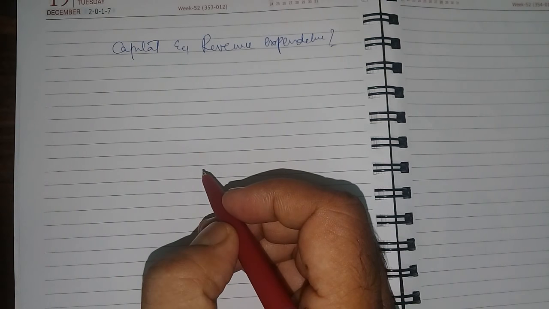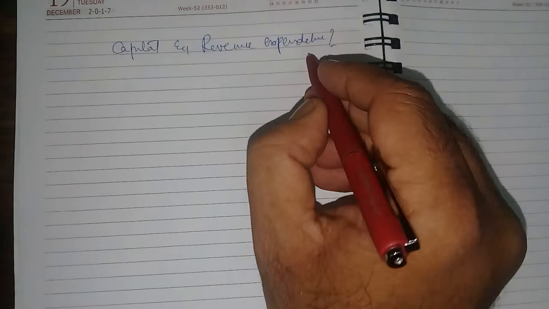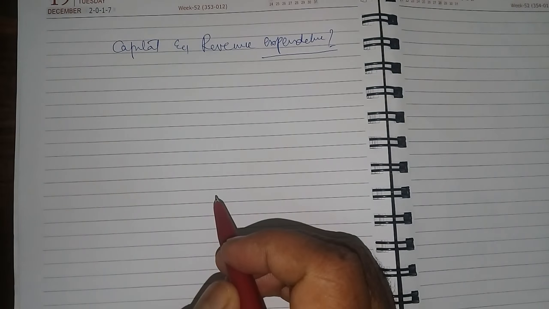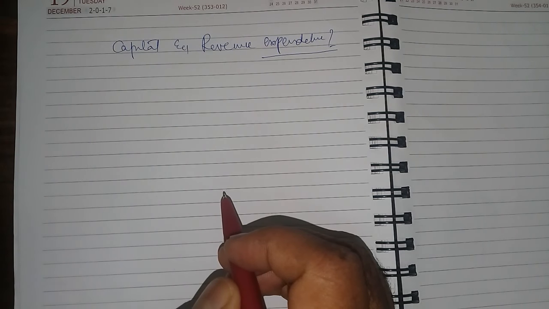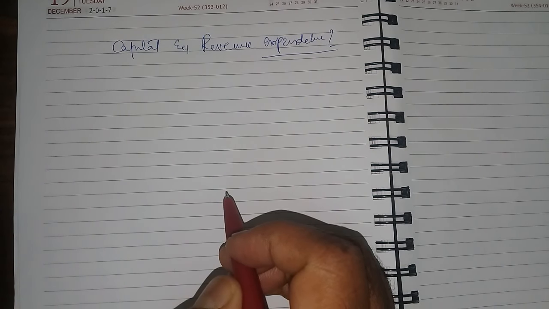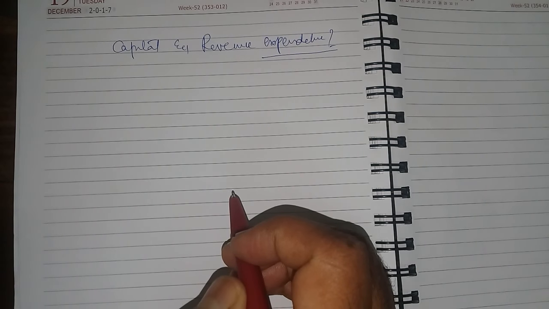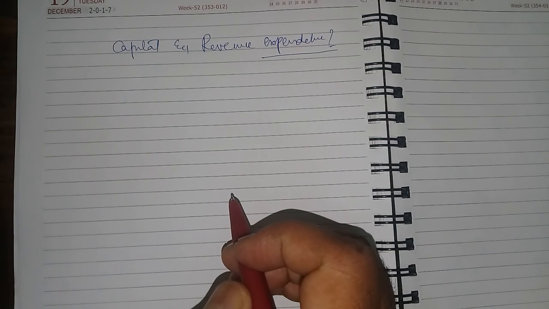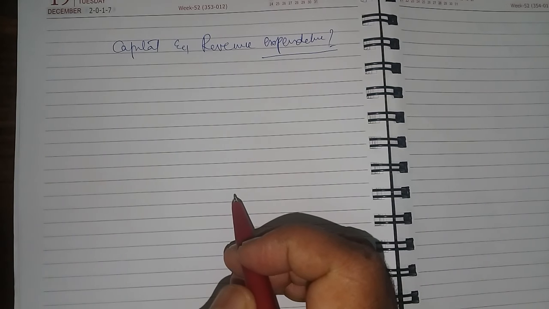what do you mean by expenditure or expense? Here, expenditure or expenses refers to amount applied to derive the benefit. Amount applied to derive the benefit.